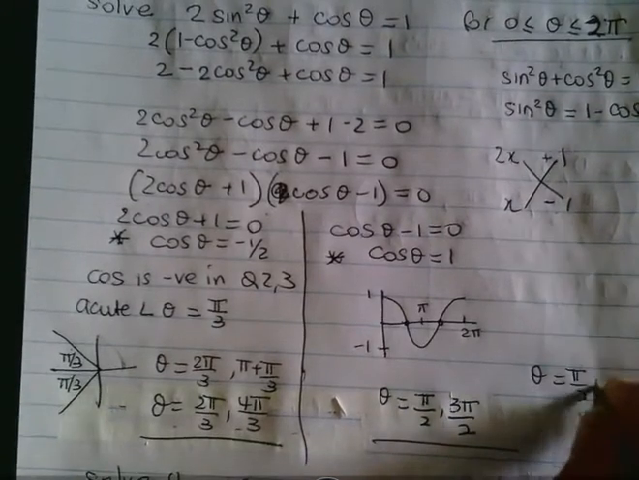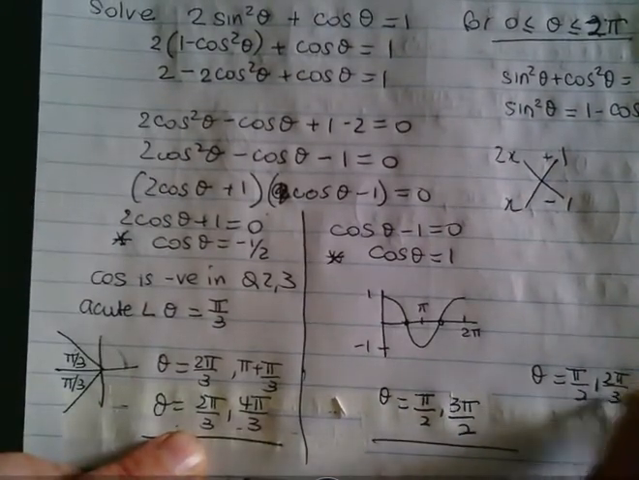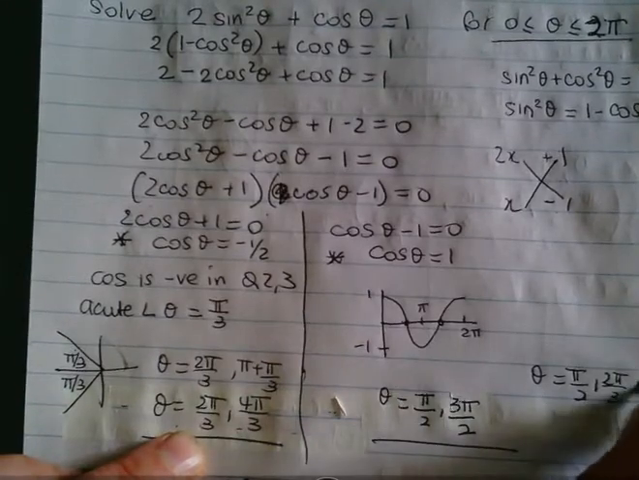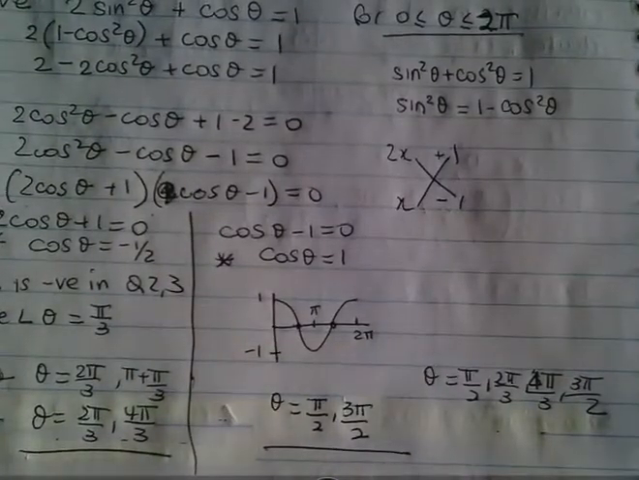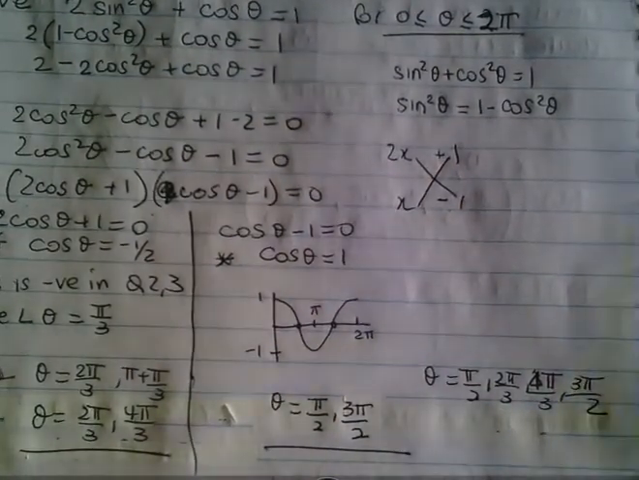So we've got pi on 2, 2 pi on 3, 4 pi on 3, and 3 pi on 2. The order in which you write them doesn't really matter, okay? I try and write them from smallest to largest.